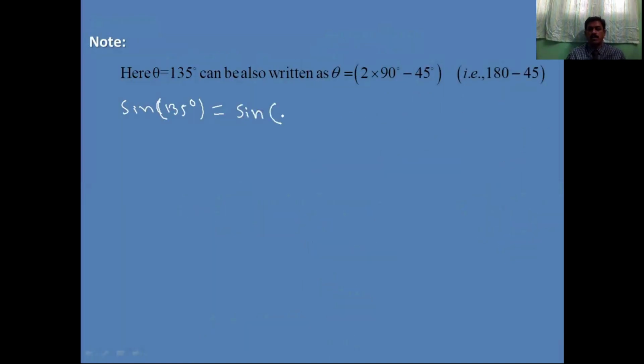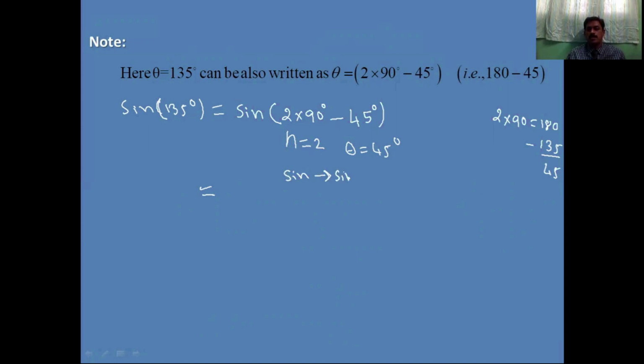Here we can also write this term as sine of 2 into 90 degrees. 2 into 90 is 180. So 180 minus 135 will give the same 45 degrees. Therefore here I am going to subtract 45 degrees. The n value is 2 and your theta is 45 degrees. So here n is even. Even means no need to change the trigonometric function. Therefore sine can be written as sine only.